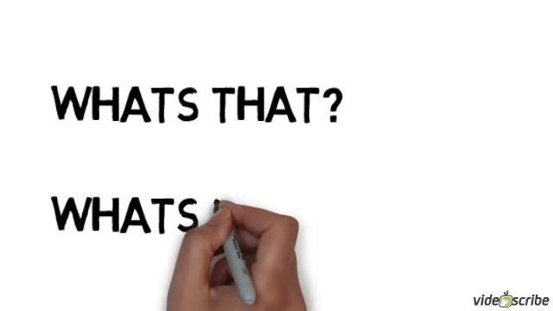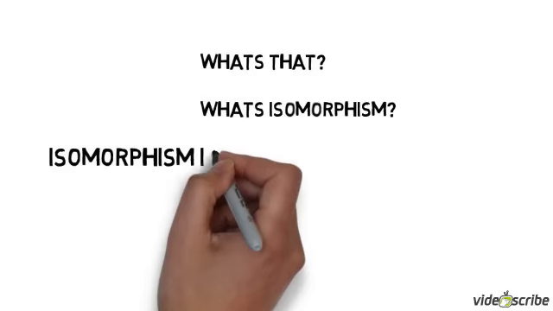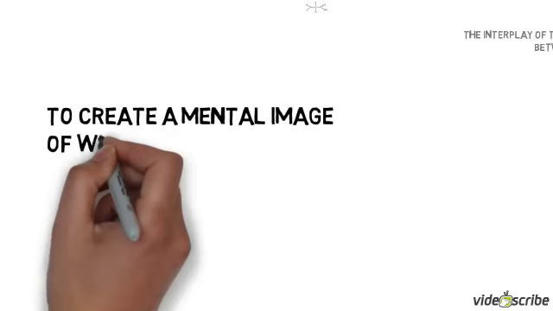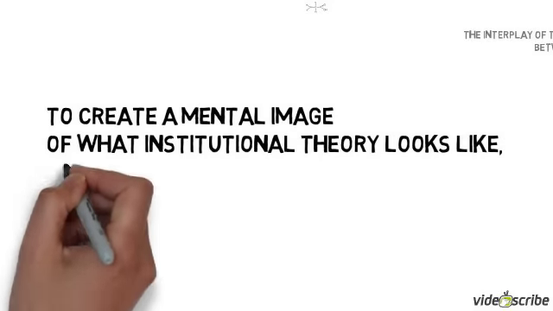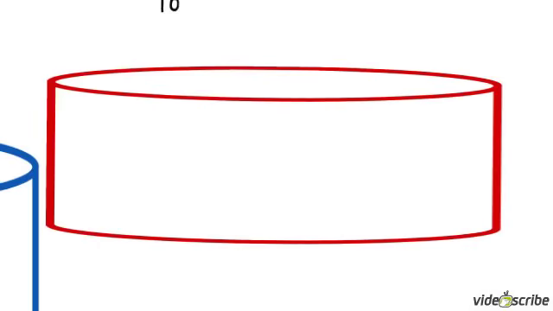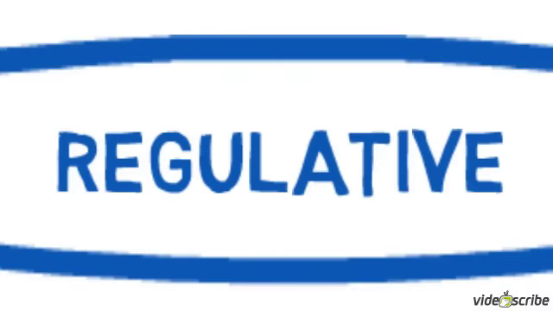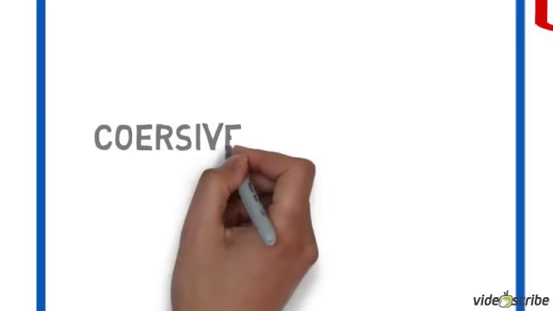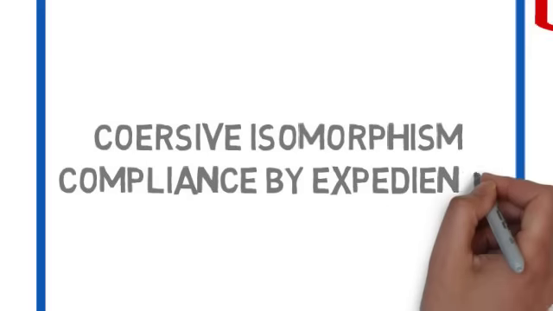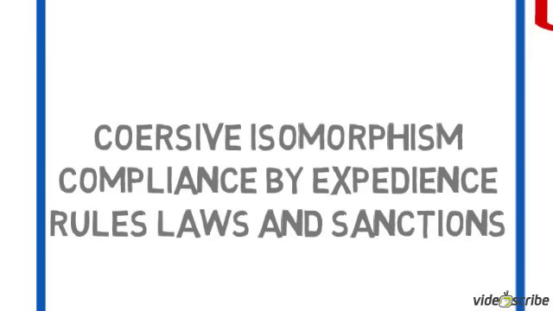What's isomorphism? Isomorphism is similarity or identity of form, shape, or structure. To create a mental image of what institutional theory looks like, we can put these characteristics into three different pillars that cause institutions to arise, change, and persist. The first is regulative. It operates by coercive isomorphism. It pushes compliance due to expedience, and its indicators are rules, laws, and sanctions.